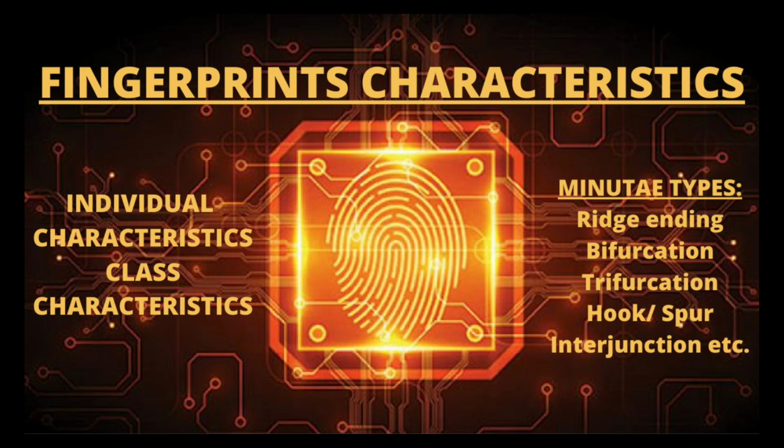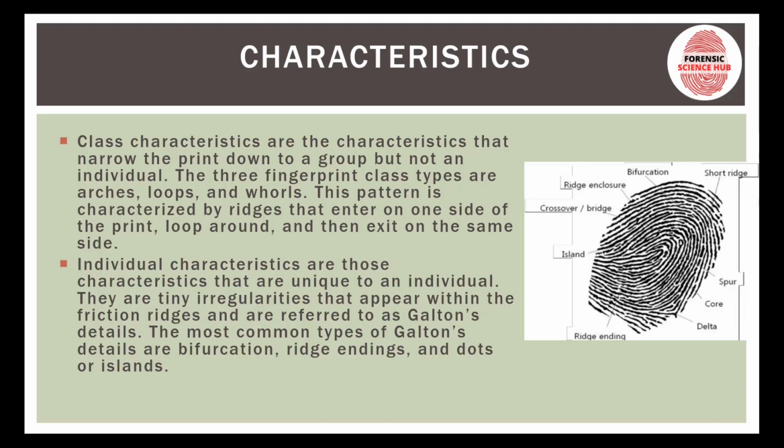So in today's video I am going to discuss the individual and class characteristics of fingerprints. So let's get started. Before starting that, you must know what characteristics are. Characteristics are certain peculiar features or qualities that belong to a particular place, person, or thing, right? And in forensic science, these characteristics are of two types: class characteristics and individual characteristics.